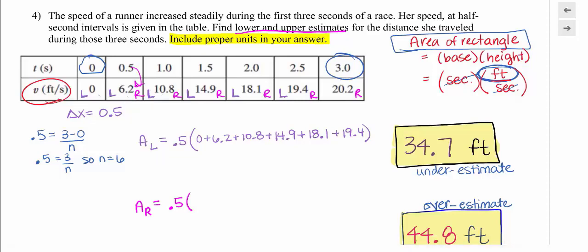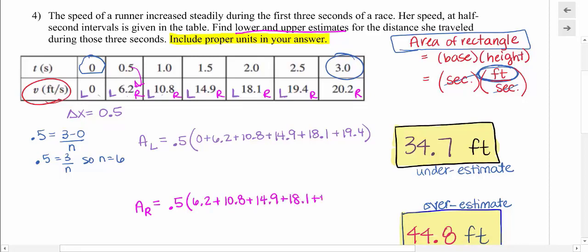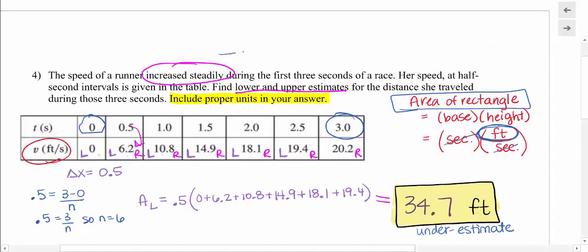Again, you're welcome to draw this out if you think that's going to help you. So I add up these values: 6.2, 10.8, 14.9, 18.1, 19.4, and 20.2. Now, these do align, but let's talk about why. So if I know that my function is increasing, I could draw that, right? It increased steadily. So if that's the case, think about these rectangles. So just think about a rectangle from that x value to that x value. You could just pick out 2 x values.